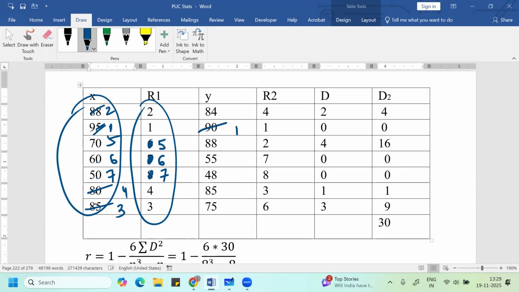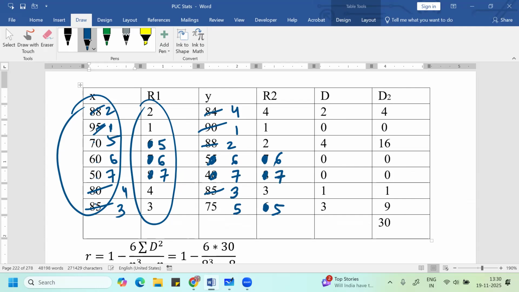Similarly, I've given rank here. 90 is rank 1. Then 88 is rank 2. Then 85 is rank 3. Then after 85, you have 84. 84 is rank 4. Then you have 75, which is rank 5. Then 55, that is rank 6. And then you have 48, that is rank 7.